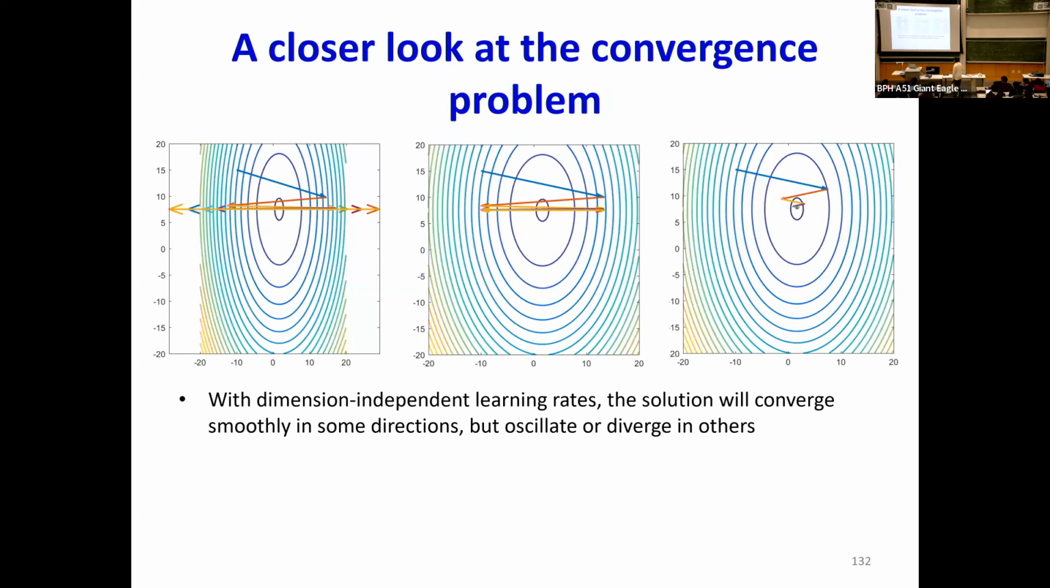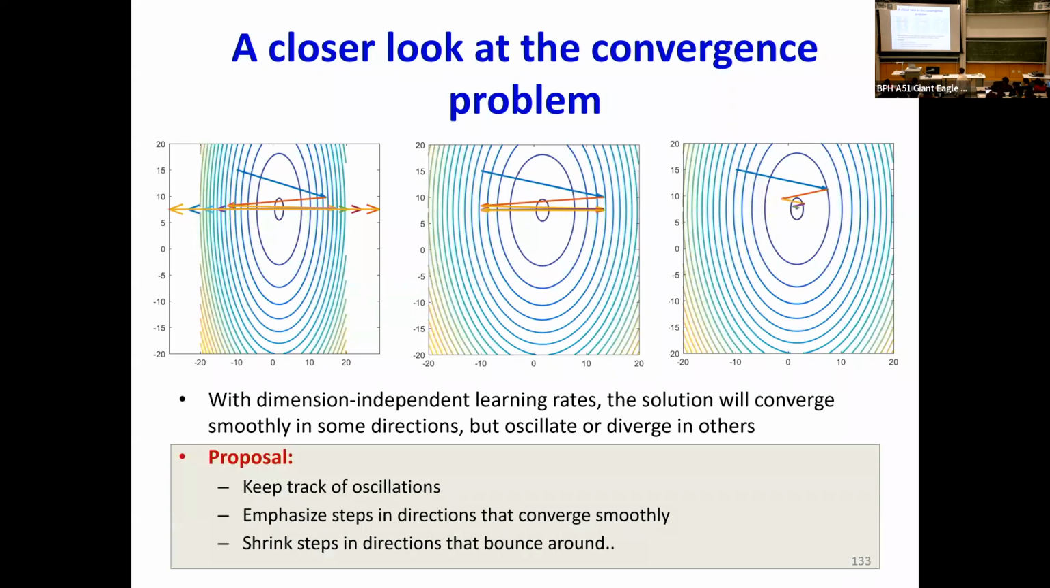If you have dimension independent learning rates, the solution will converge in some directions and diverge in other directions, right? So what happens when something diverges? It's going to oscillate back and forth, correct? Whereas if it's converging, the steps are going to keep shrinking. So let's keep track of the step sizes. How big was the step in this particular direction? If the steps keep getting larger and larger, then you're probably diverging in that direction. If they keep getting smaller and smaller, you're probably converging in that direction, right?